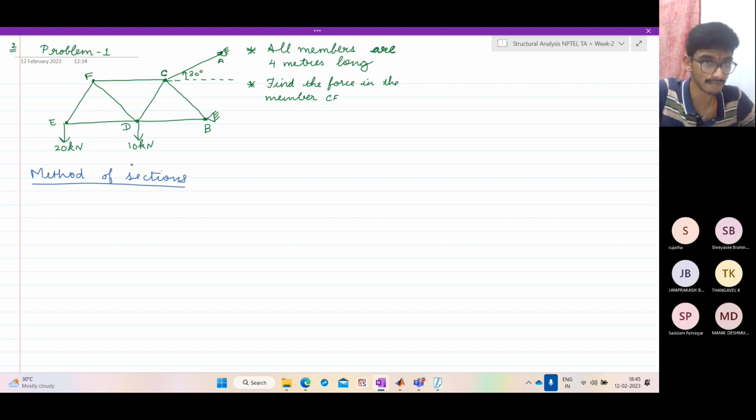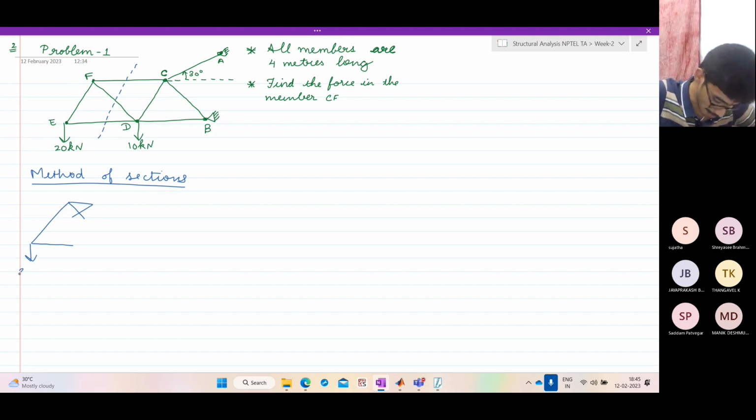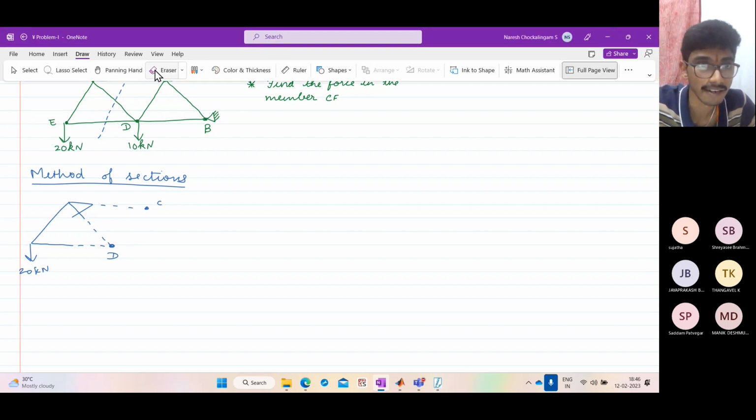So where should we make a section? Let me make a section like this. I'm making an imaginary cut like this, so I will expose 3 members. What are they? I'll draw this. So this is what will remain. Here I have 20 kilonewtons. If I extend this to this point, it will meet at point D, and this will go to point C. Wait, there's an unnecessary line here.